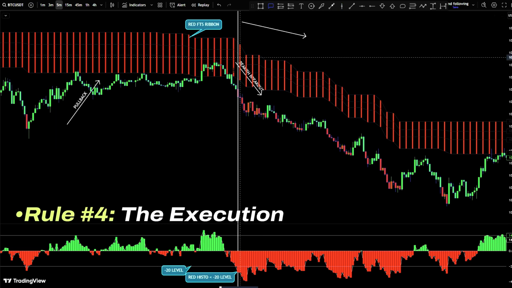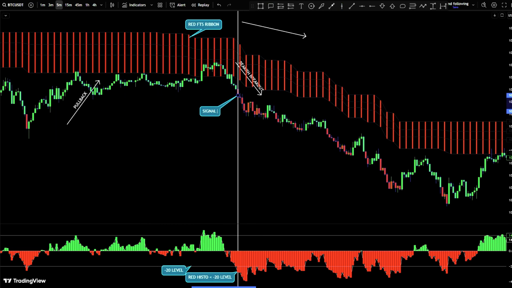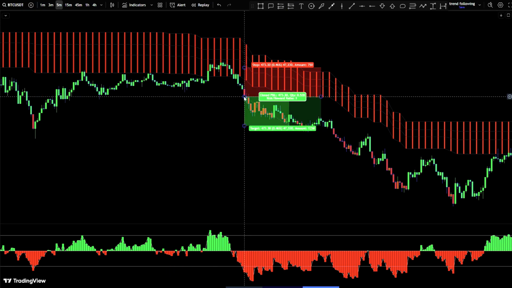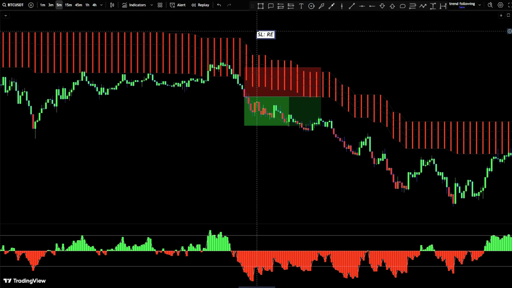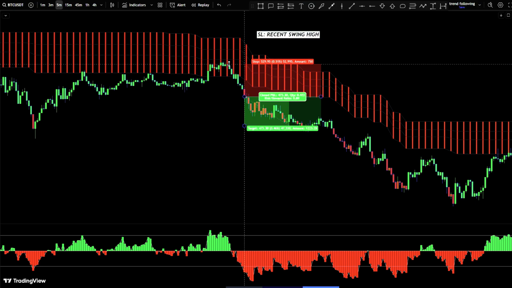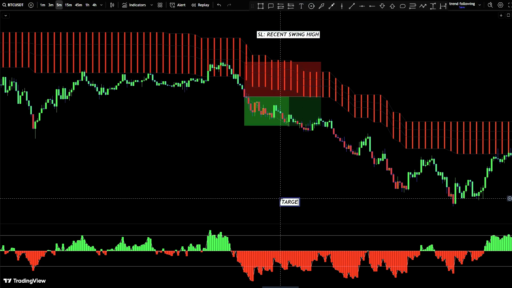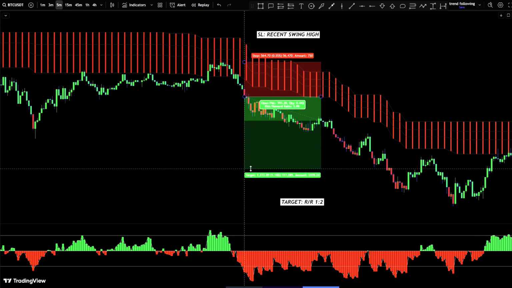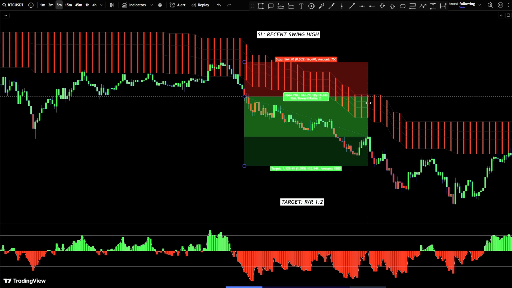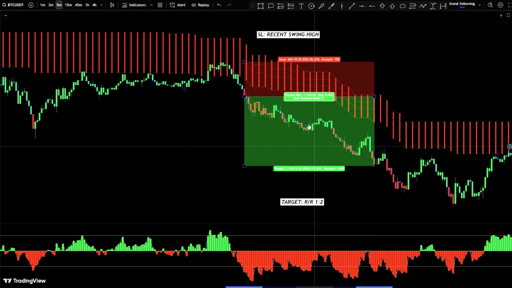Now rule number 4, execution. The candle that aligns with that confirming RSI bar is our signal candle. We enter a short trade at the opening price of the very next candle. Our stop loss is placed logically, just above the recent swing high. For our take profit, we aim for a simple 1 to 2 risk to reward ratio. We're risking $1 to make 2.